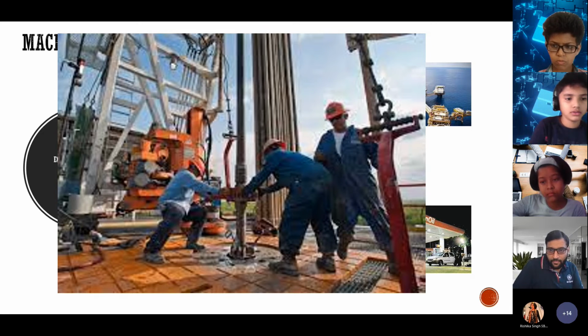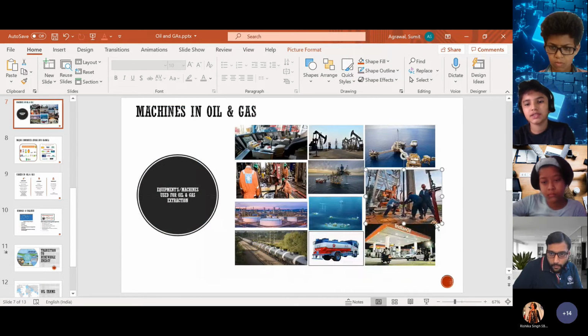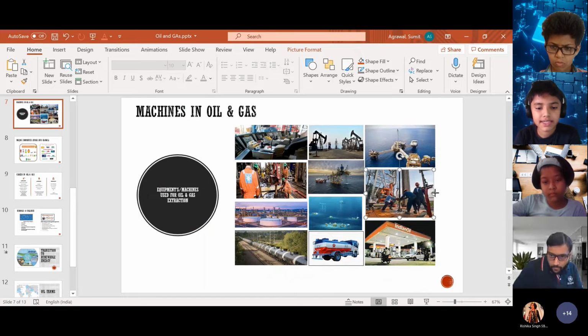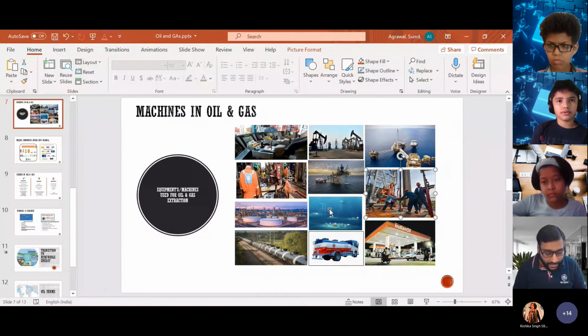Sir? Yes? So, if they build the platforms inside the sea and the machines are extracting the oil from under the sea, so won't they rust? Yes, this is a good question. They will rust. So that is why continuous maintenance is required.